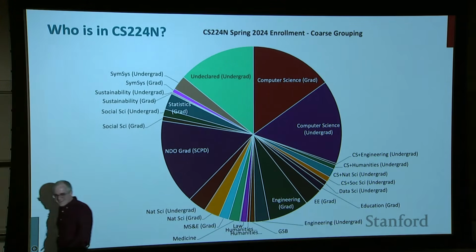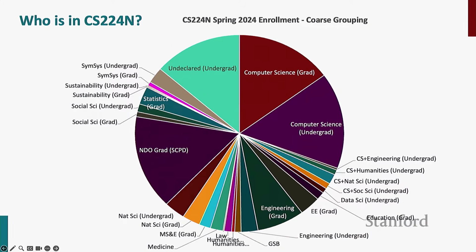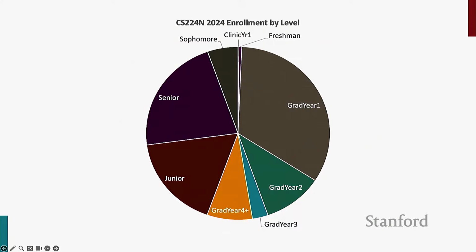Yay, humanities undergrads. In terms of years, it breaks down like this. First year grad students are the biggest group, tons of juniors and seniors, and a couple of brave frosh. Are any brave frosh here today? Yeah. Okay, welcome.